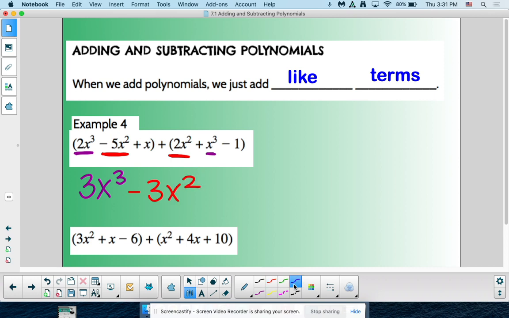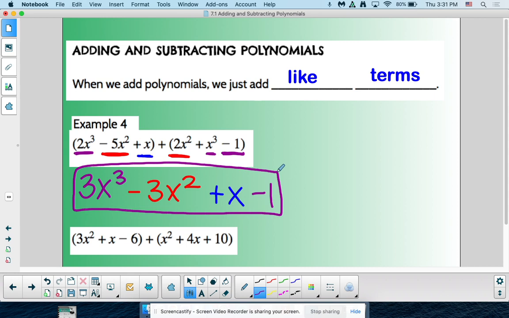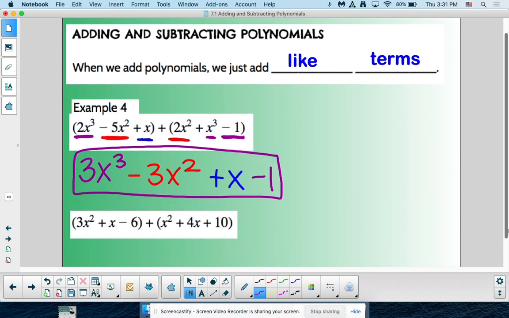Okay. Find your powers of 1. I have 1 here, but I don't have anywhere else, so I'm just going to tack that on. And what do we have left over, folks? Just this minus 1, minus 1. That's it. We combined our like terms. There we go. Let's try another one.